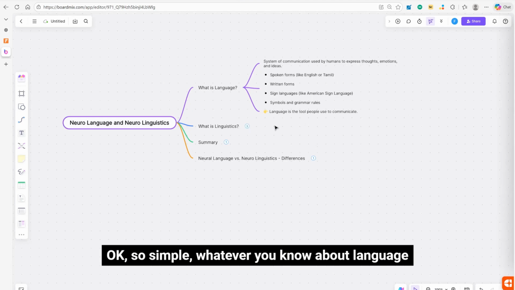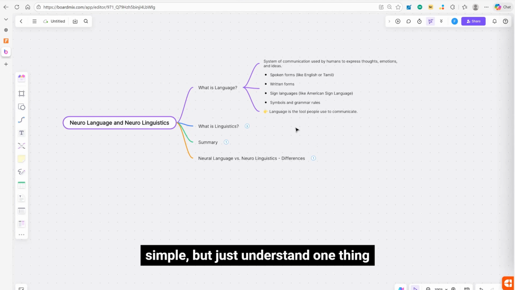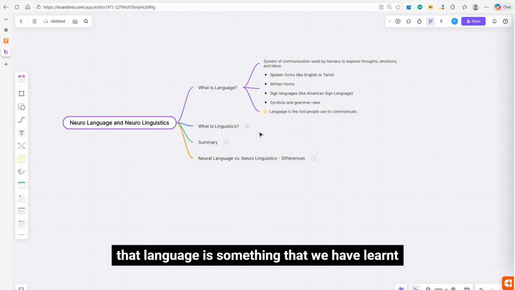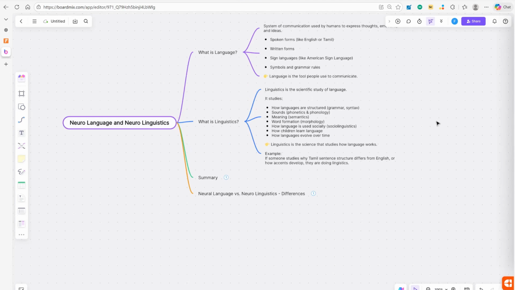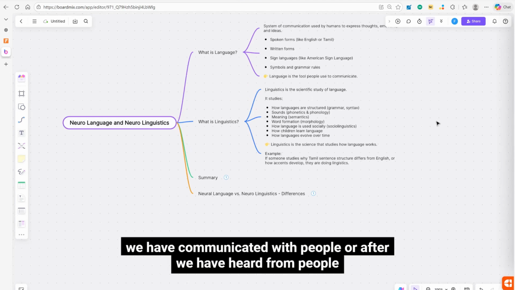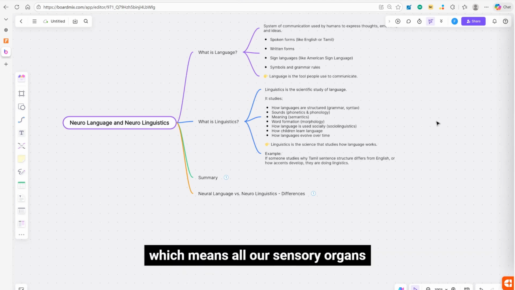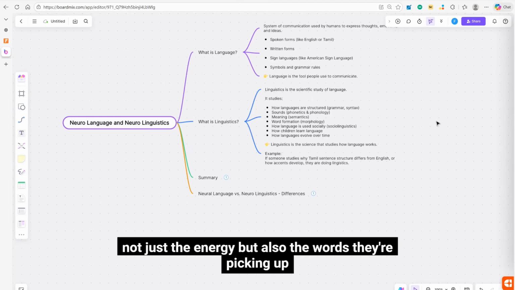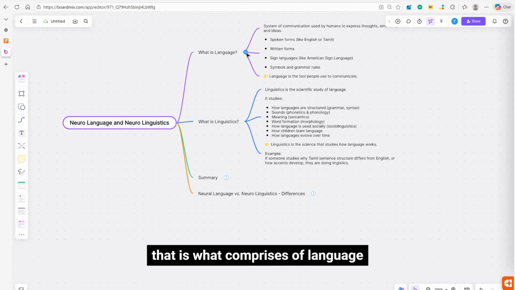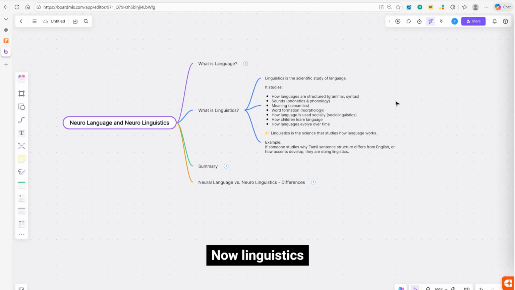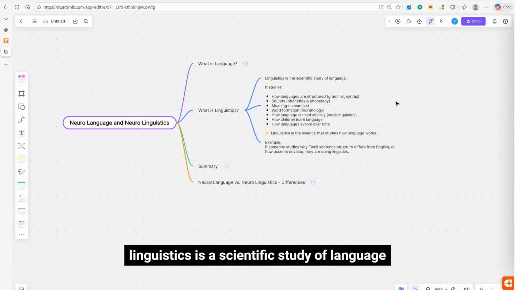Okay, so simple, whatever you know about language, but just understand one thing, that language is something that we have learnt after we have communicated with people, or after we have heard from people, which means all our sensory organs, whatever they're picking up, not just the energy but also the words they're picking up, that is what comprises language. Okay, now linguistics is the scientific study of language.